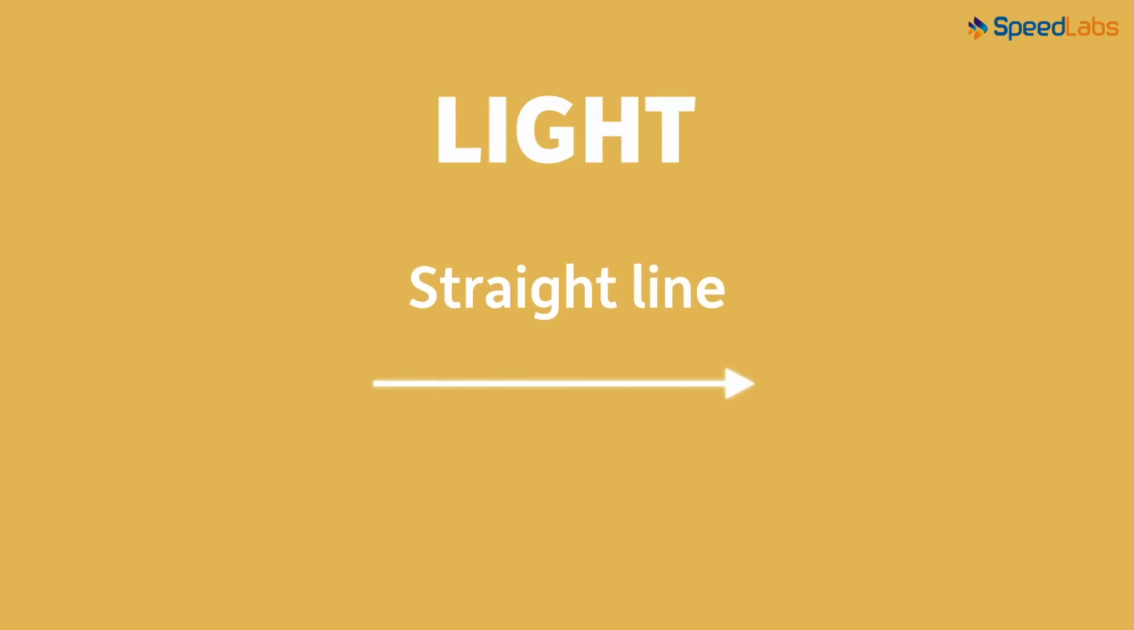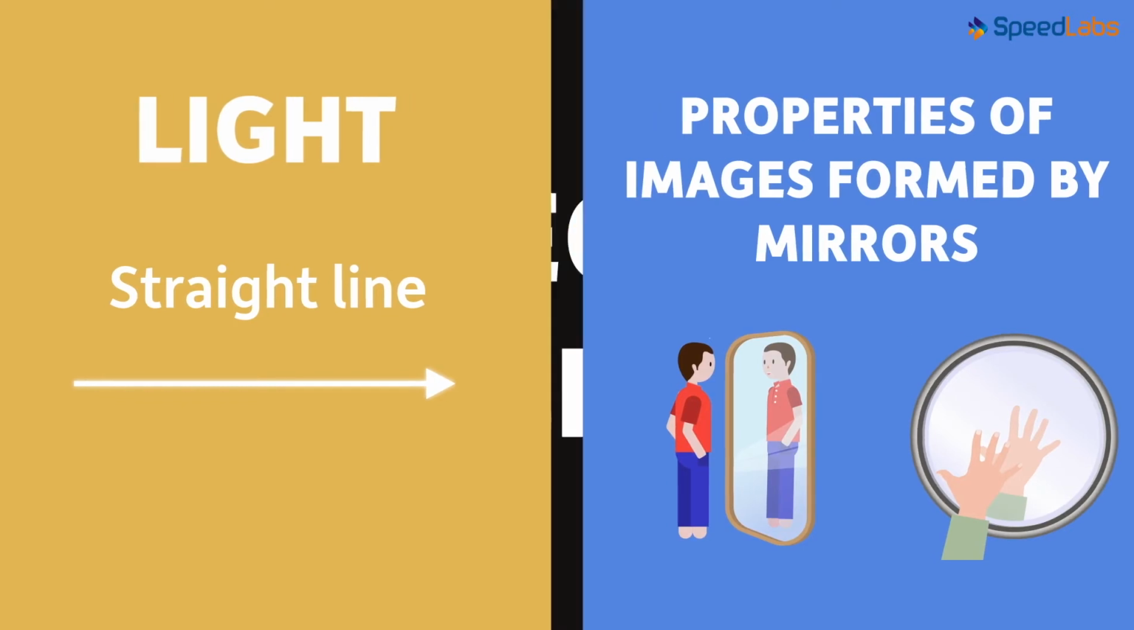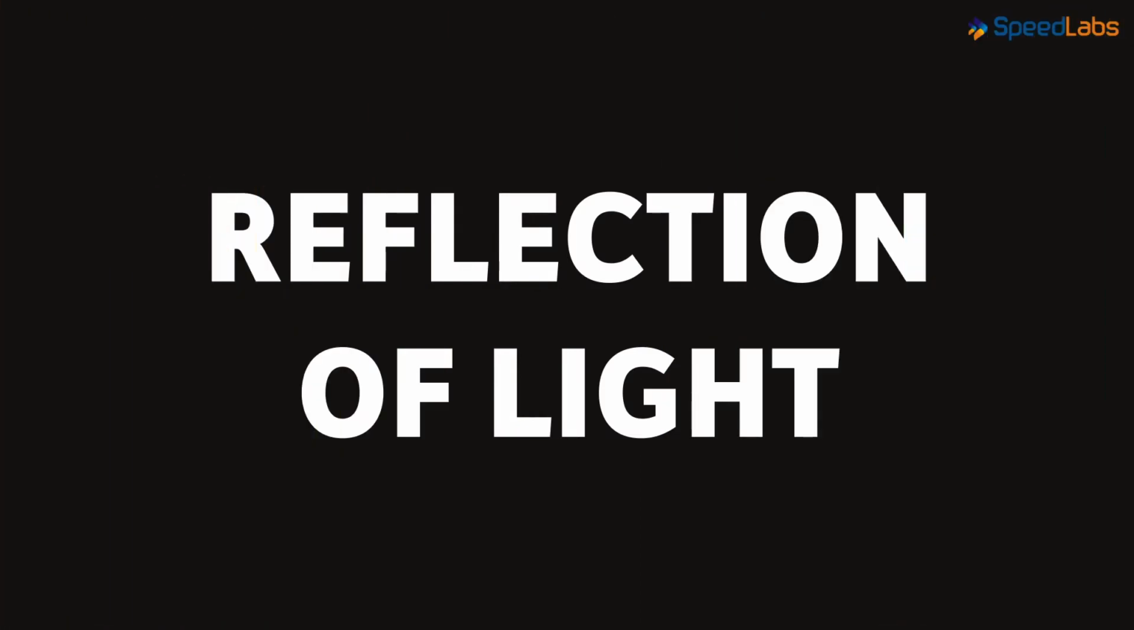It is easy to draw a ray of light on a piece of paper, and this depiction of light is very useful. Understanding light as rays in different directions, we can study the properties of images formed by mirrors. We will see them in our future videos. We will start with the reflection of light in the next video.